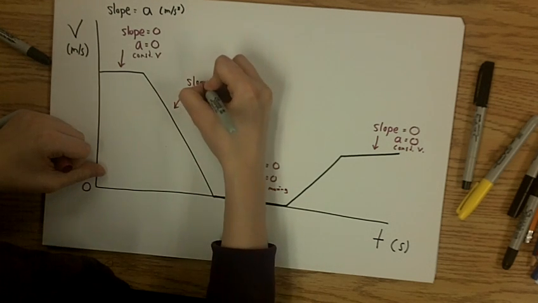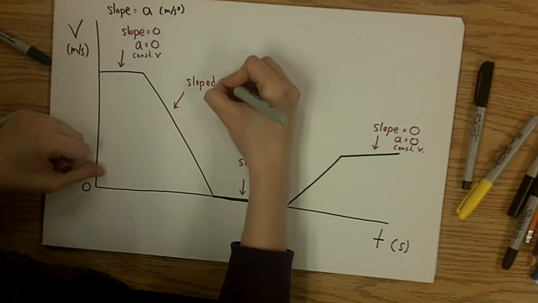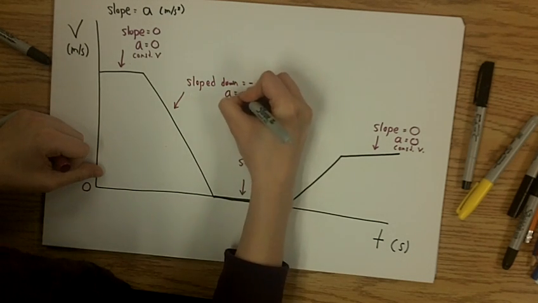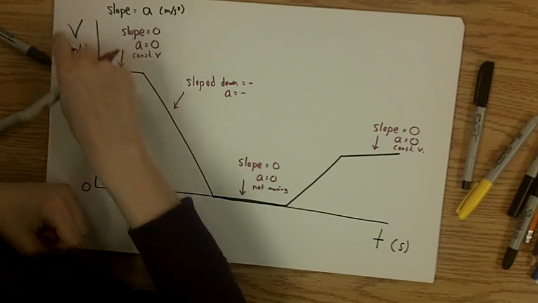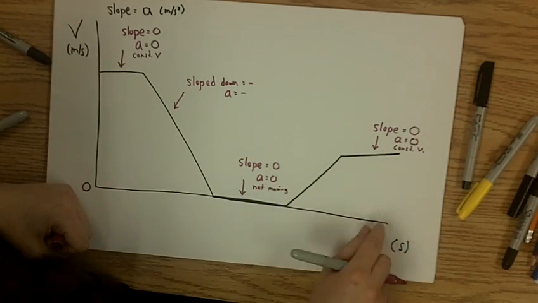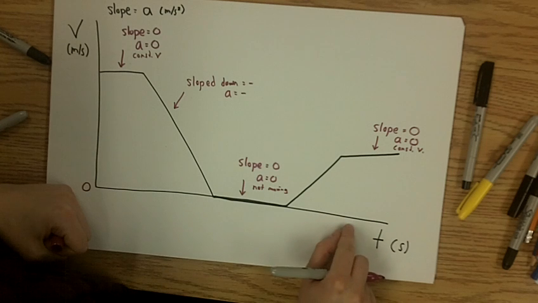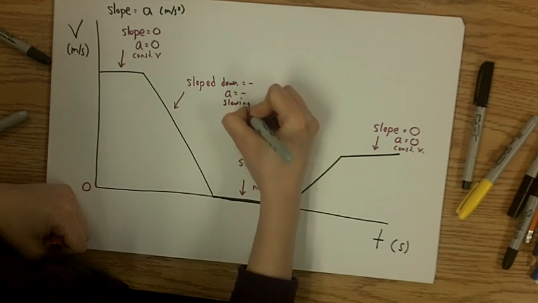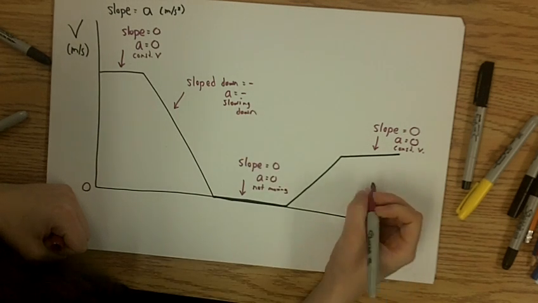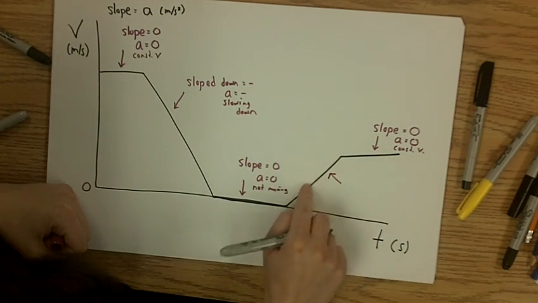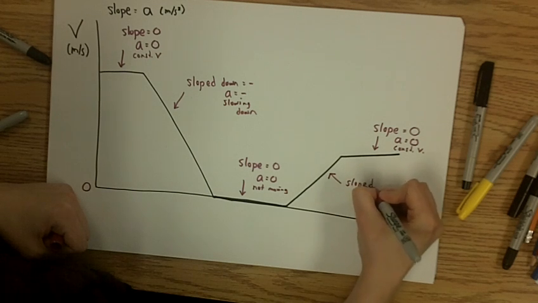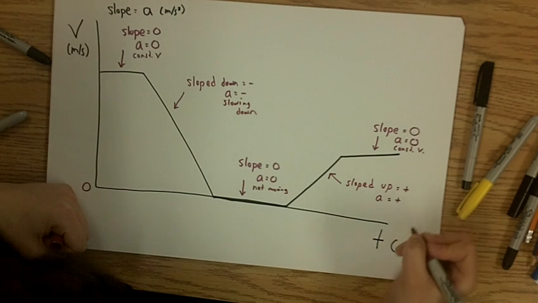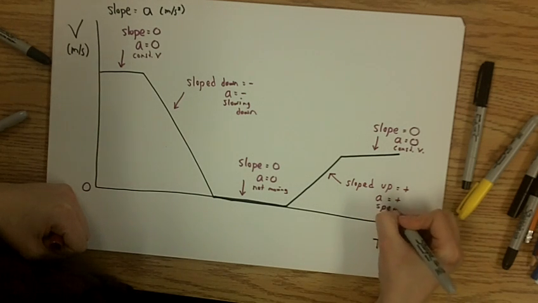Slope down is negative slope, so we have an acceleration that's negative. In this case, we have a positive v. You can tell because all these velocities are in the positive quadrant of a graph. So positive v and negative a means slowing down. And the last section is sloped up, which is positive. That gives us an acceleration that's positive, and it's speeding up.